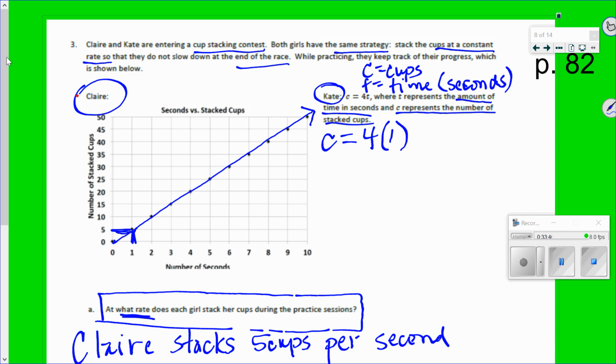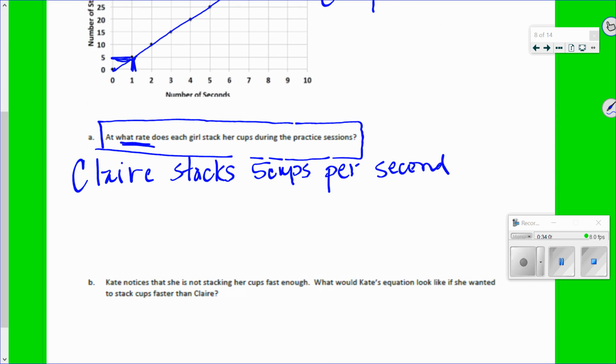Okay. So for 1 second, how many cups can she stack in 1 second? 4. Yeah. That's exactly it. So Kate stacks 4 cups per second.